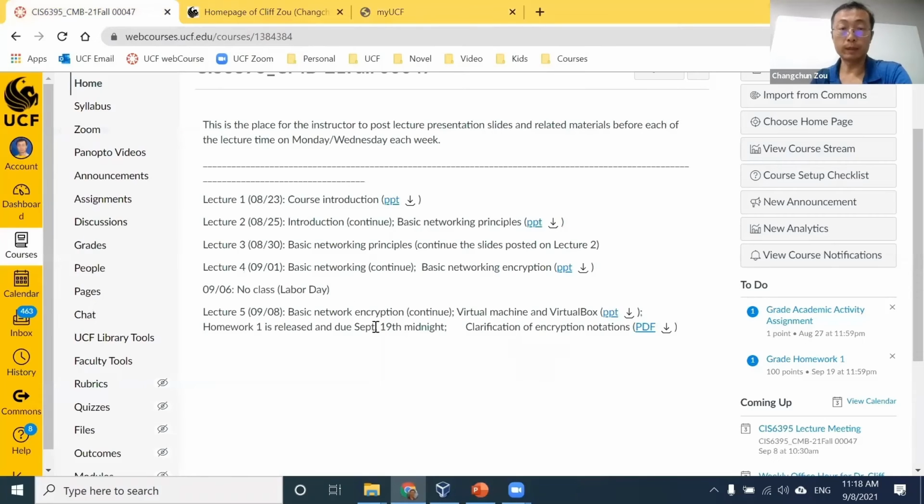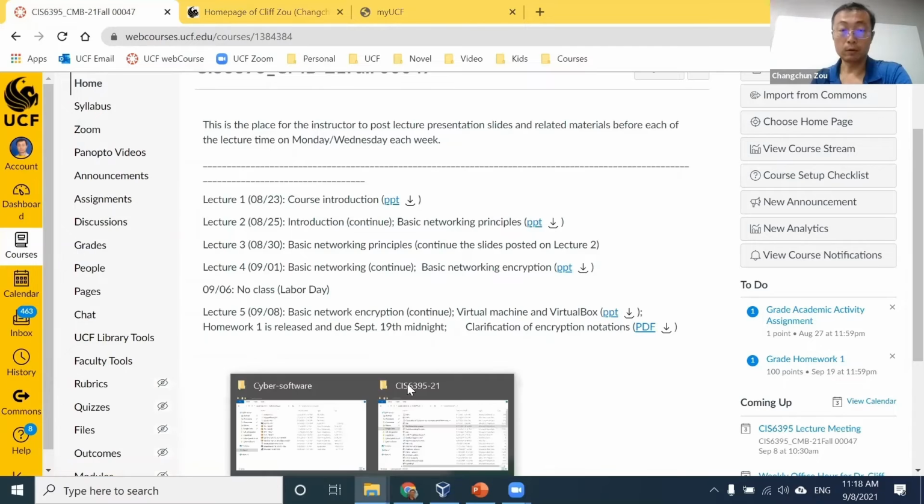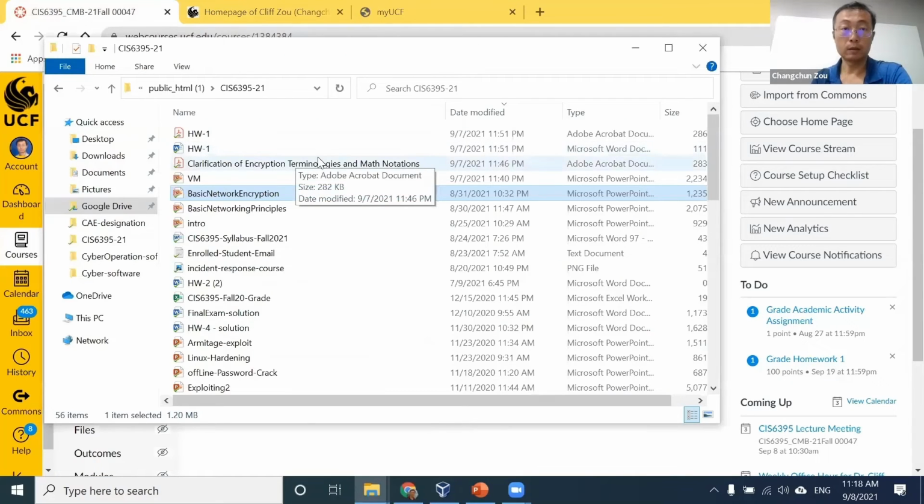So in order to explain it better, I provide this PDF file. It's a clarification of encryption notation. So I will show this one.